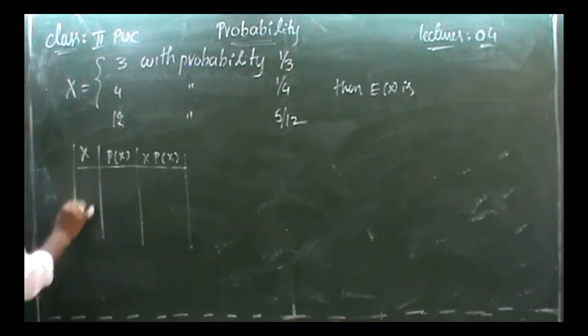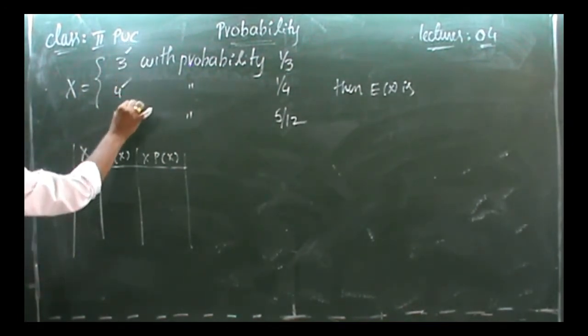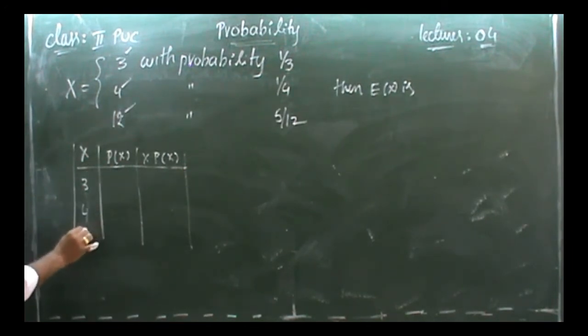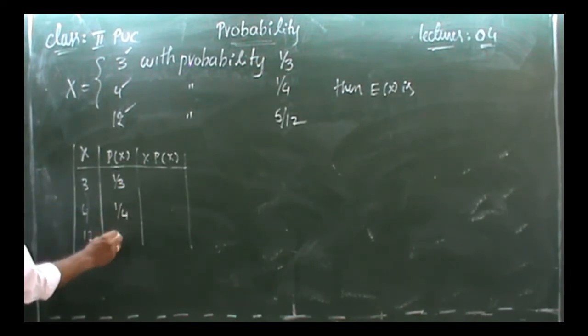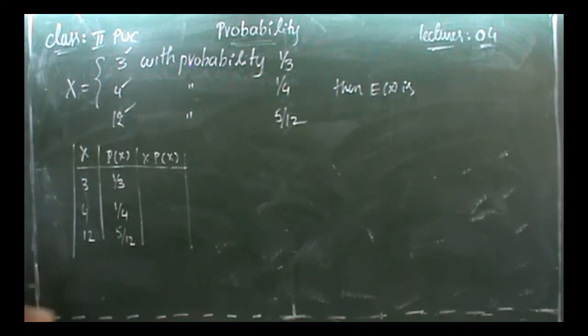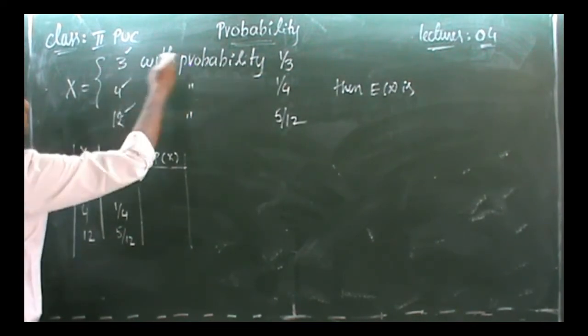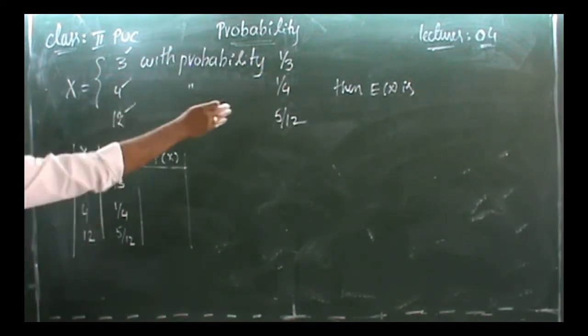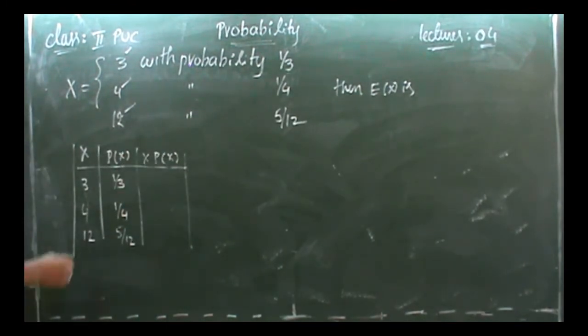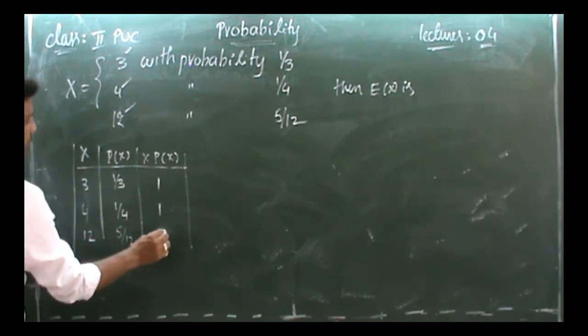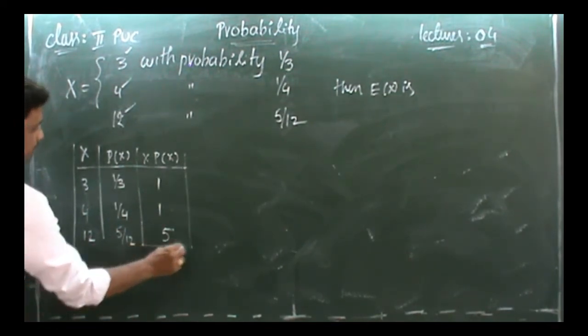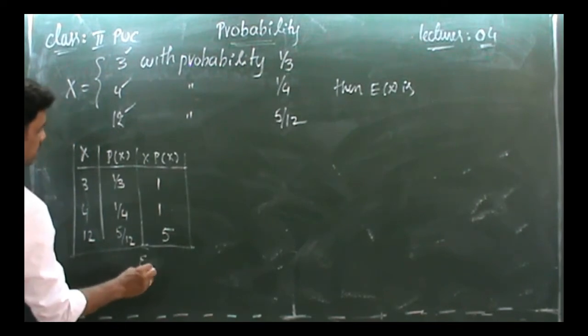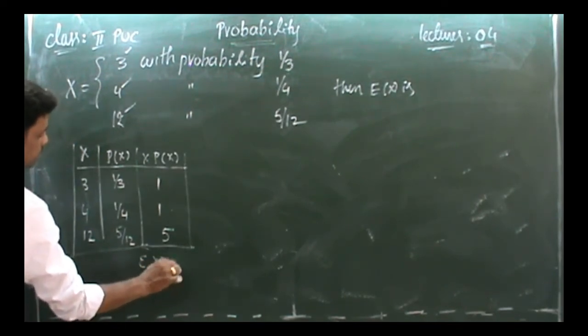So we know the x values given are 3, 4, 12. Then the p of x values are given: 1 by 3, 1 by 4 and 5 by 12. Now 3 into 1 by 3 means 1, 4 into 1 by 4 is 1, 12 into 5 by 12 is 5. We need the expectation, which means summation of x into p of x.